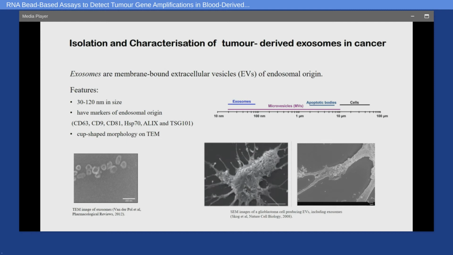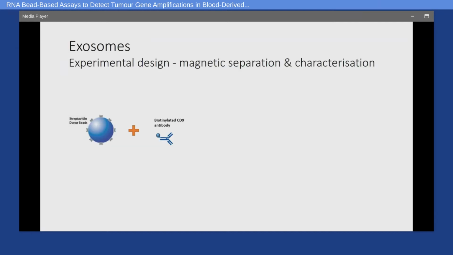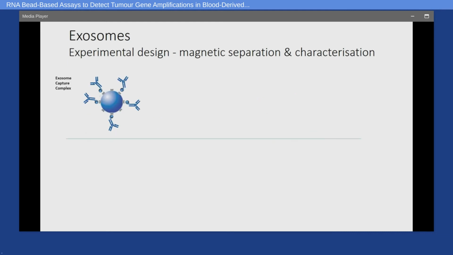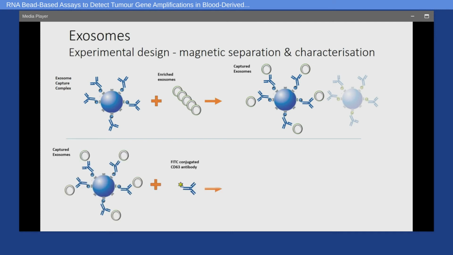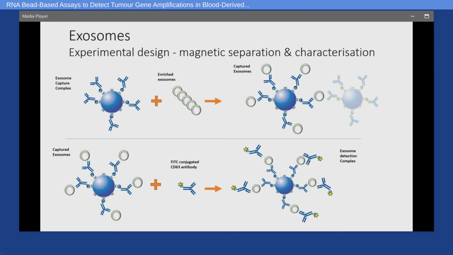Yeah, we have streptavidin donor beads. We biotinylate an antibody which would bind to exosomes. In this case, it's CD9. Then we have, of course, the exosome capture complex. And from this exosome capture process, we are enriching the exosomes from plasma. Okay, and once they are captured, then we can also see these captured exosomes in flow cytometry, using, for instance, an anti-CD63, which is conjugated with a FITC. And this is the exosome detection complex that we see on flow cytometry.